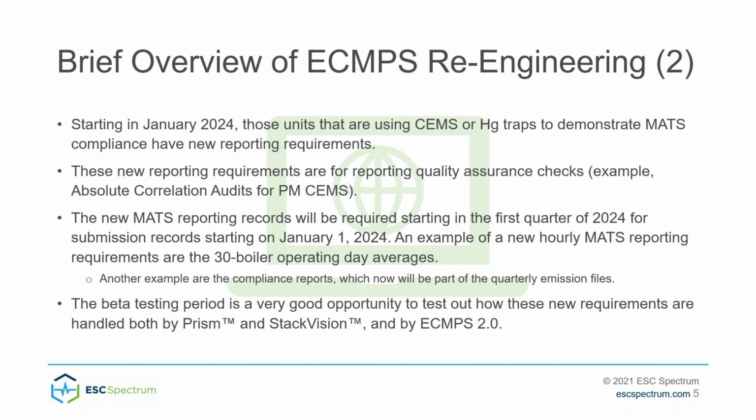Also, the new MATS reporting records will be required starting in the first quarter of 2024 for those operations performed in 2024. An example of these new MATS reporting requirements is the 30 boiler operating day averages. Previously, people have been required to submit those in a PDF file, separately to the EPA. But now, starting in 2024, those 30-day averages will be included in the hourly emission records, and those averages will be included in the EDR files.